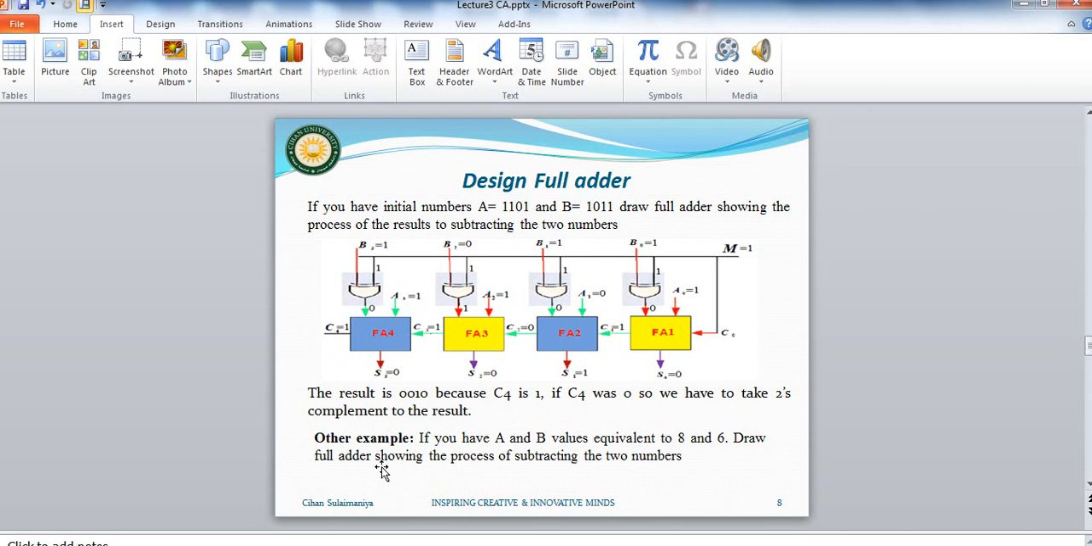We have another example for you to practice. If you have a and b with two values, 8 and 6, just do subtraction between 8 and 6, and I want you to find out what the final result is using the full adder for arithmetic logic unit subtraction. So just do it, and if you have any questions, please ask me through Google Classroom or whenever you see me when you come to the university.